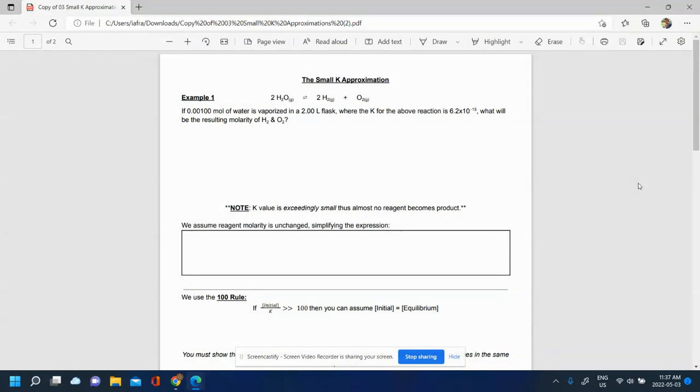Here we have 0.00100 moles of water vaporized in a 2-liter flask, and it becomes hydrogen gas and oxygen gas. What will the resulting molarity of H2 and O2 be? So essentially we're asking you for what are the equilibrium concentrations.